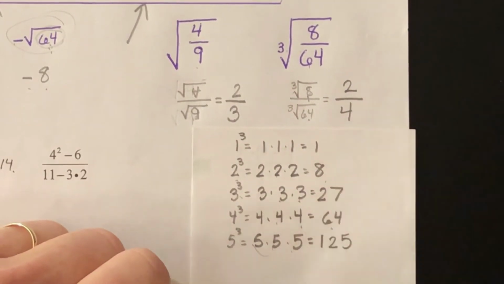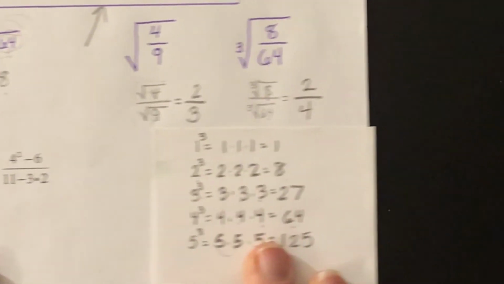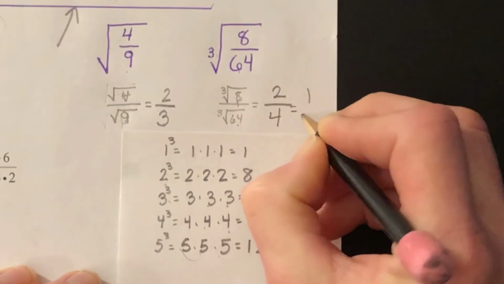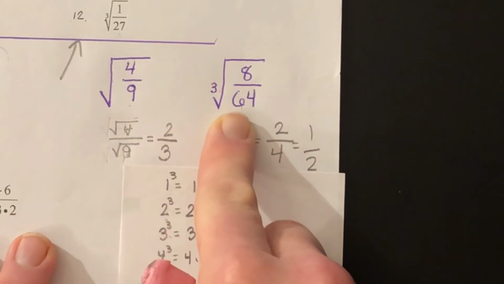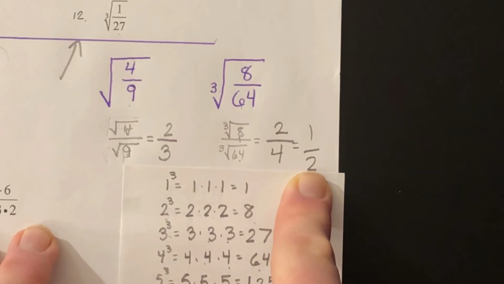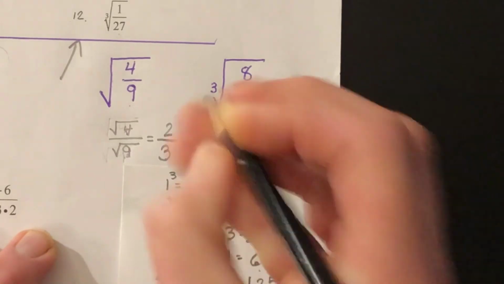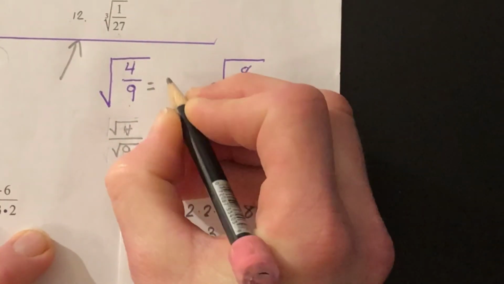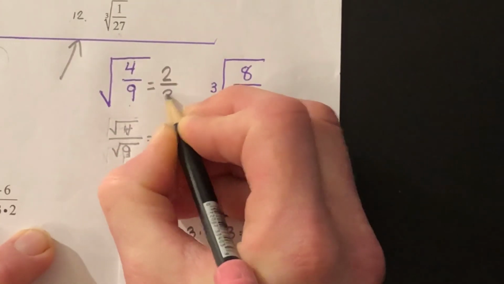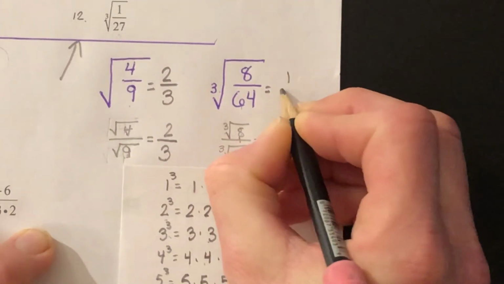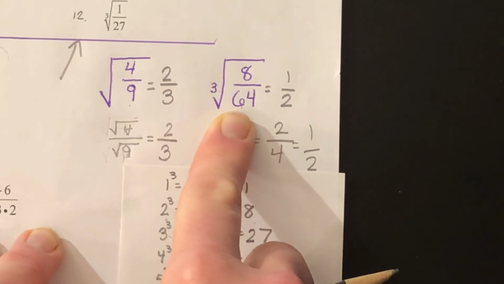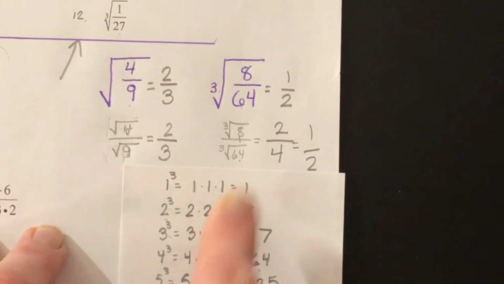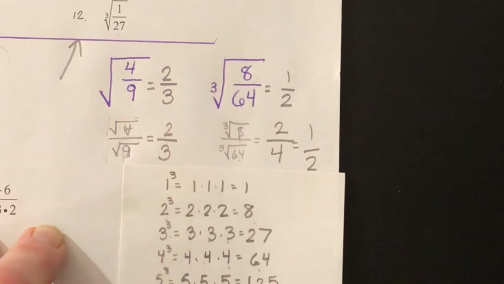So I'm left with 2/4, which is reducible to 1/2. So the value of the cubed root of 8/64 is 1/2. I'm going to write this so that it's more obvious what the answer is. You would never look at that and think 8/64, 1/2. It works differently when you're finding the roots.